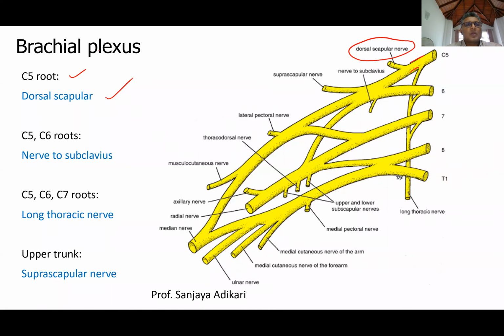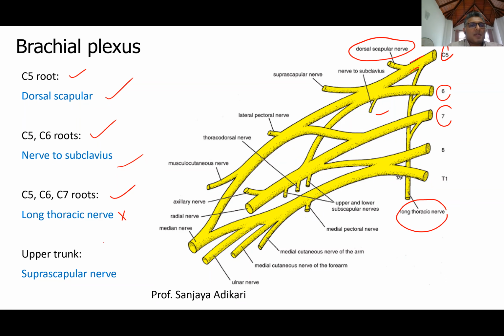Then you have another nerve arising from C5 and C6, both roots, which is the nerve to subclavius muscle, which is this one. Then you get the long thoracic nerve, sorry, it's C5, 6, 7. Okay, C5, 6, 7. It is the long thoracic nerve, which is the nerve that supplies the serratus anterior muscle. And when you damage this nerve, you get the winged scapula due to paralysis of the serratus anterior muscle.